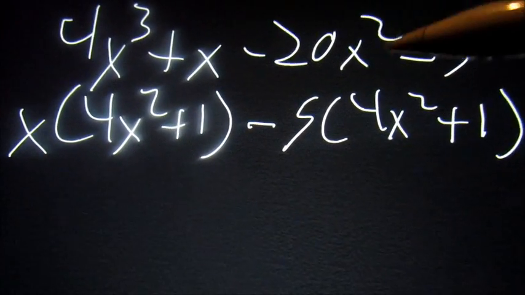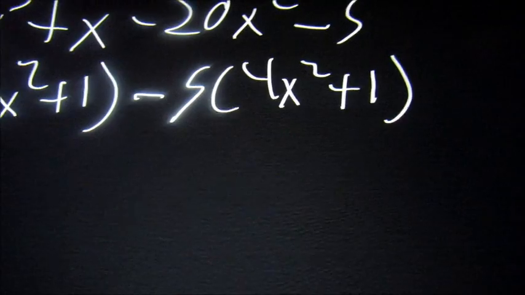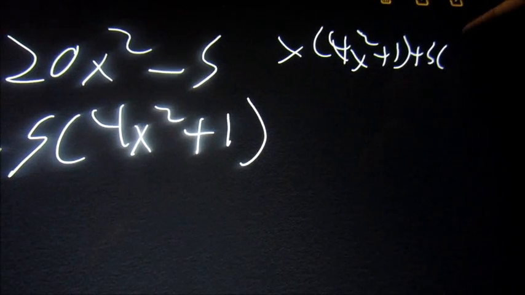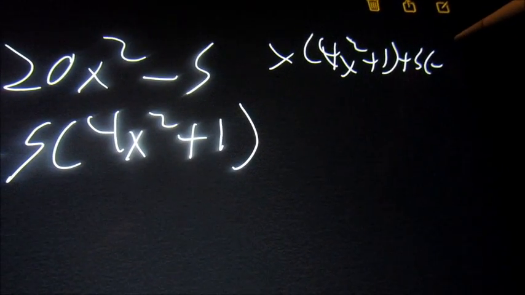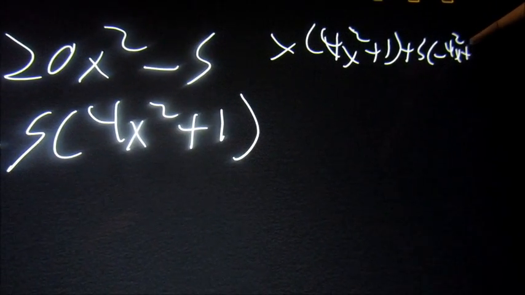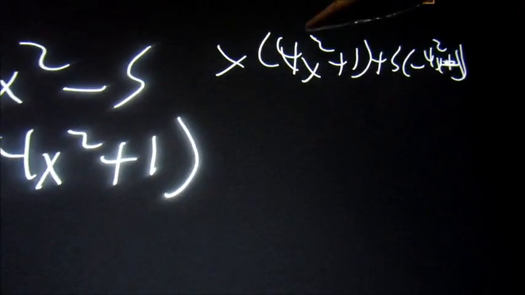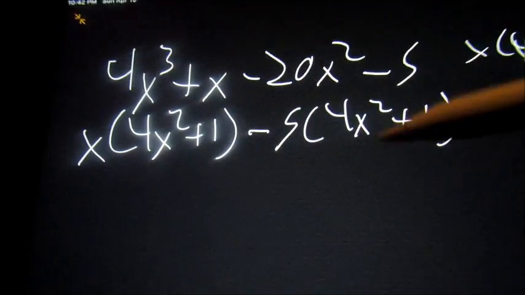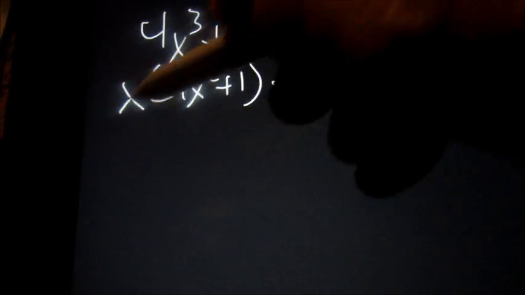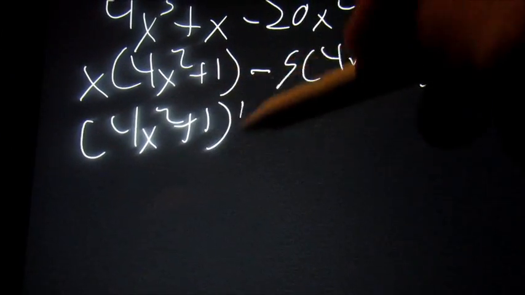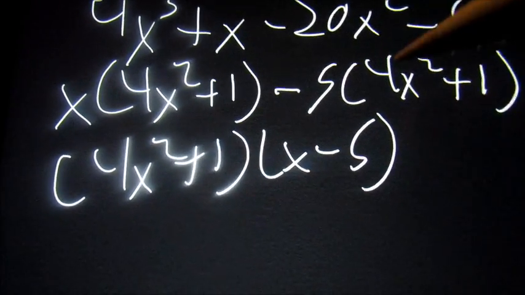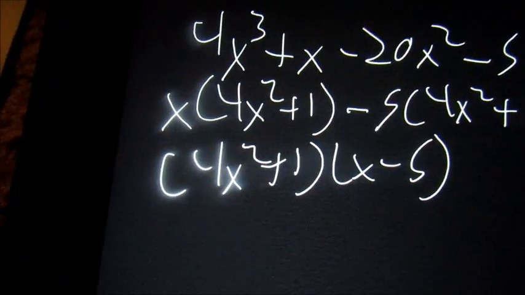If you don't factor out the negative, what you would have is x(4x squared plus 1) plus 5(negative 4x squared minus 1). And they're not exactly the same as each other. You want these to be exactly the same, so that's why you factor out this negative. So we can factor out the 4x squared plus 1. And what are we left with? We're left with x minus 5. So these are our two factors.